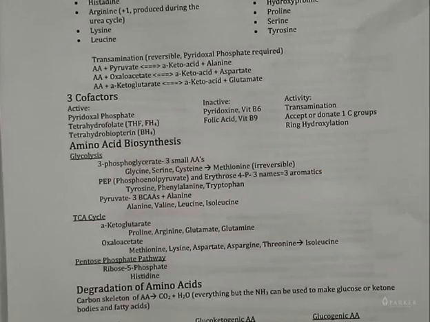Your active form is pyridoxal phosphate. Your inactive form is pyridoxine or vitamin B6. It does transamination. Tetrahydrofolate, aka THF or FH4, is folic acid or vitamin B9, and it accepts and donates 1-carbon groups. And tetrahydrobiopterin is ring hydroxylation. It's all on your little sheet.